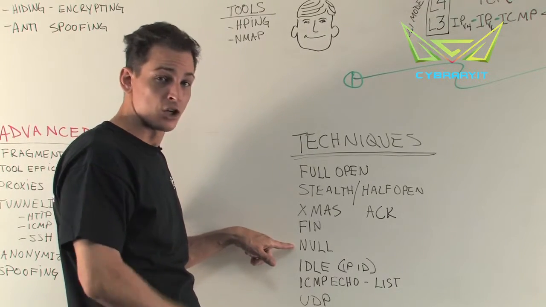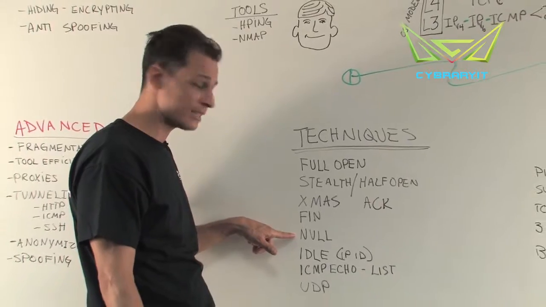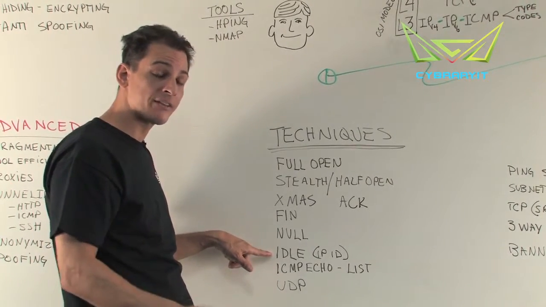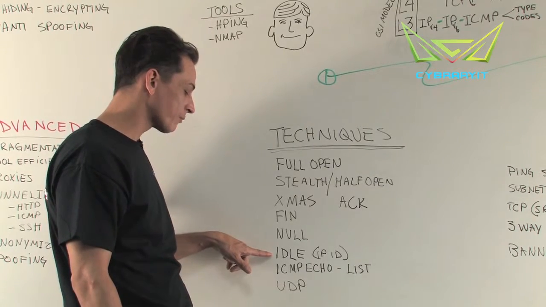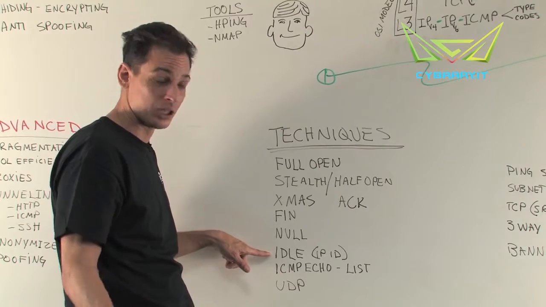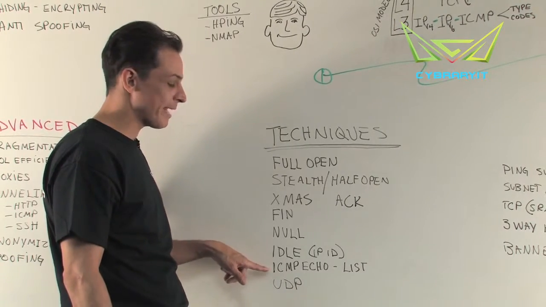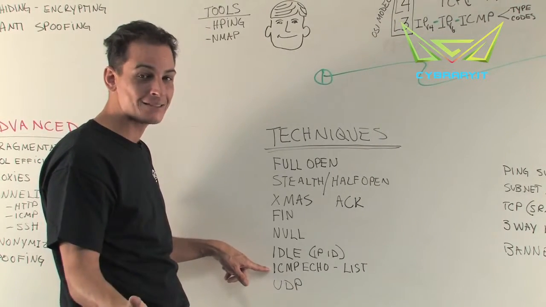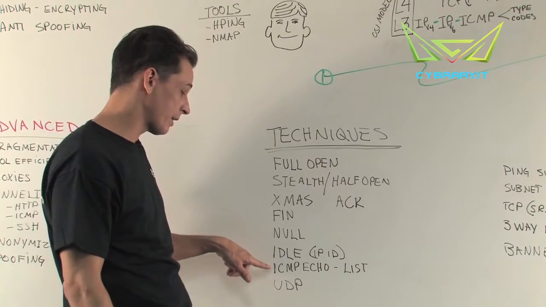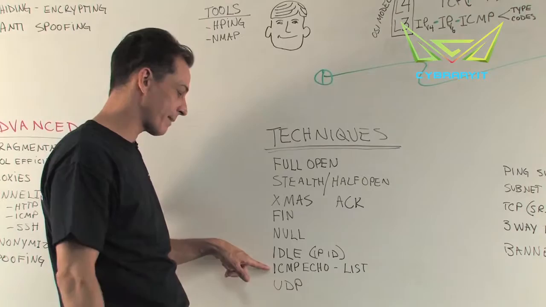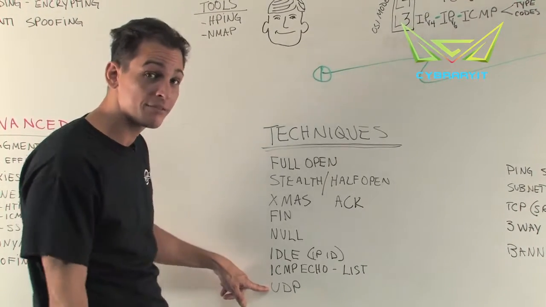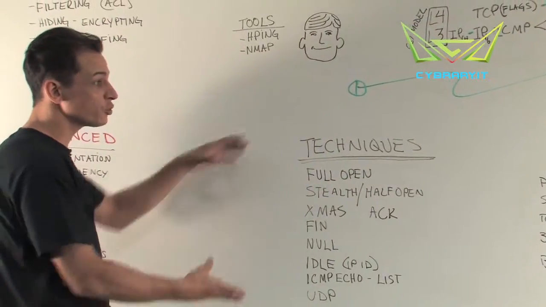Null scans, no TCP flags are set. Idle scans or zombie scans, this is definitely an advanced technique because it allows you to find information about your target without ever touching it. ICMP echo scans, also called list scans. It's a list scan because you can incorporate DNS results in addition to just getting ICMP back. And then UDP scans. But remember, UDP doesn't have flags. Okay? So those are some of the techniques.